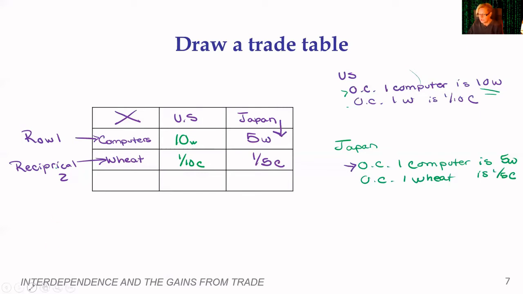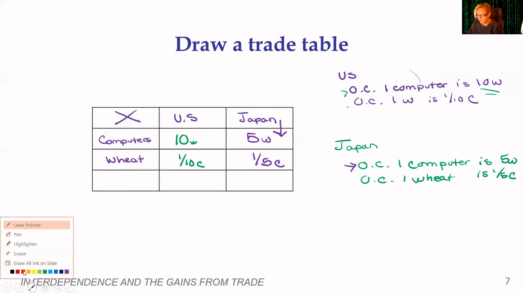Now we want to use the table to actually look at who has a comparative advantage and in what. So this is what I want you to do, is I want you just to look at row 1. Okay, so I'm just looking here at row 1. Forget row 2 exists. Just don't even look at that. So I'm looking at my computer row, and I'm going across the row, and I'm going to ask myself, in this row, which number is lower?